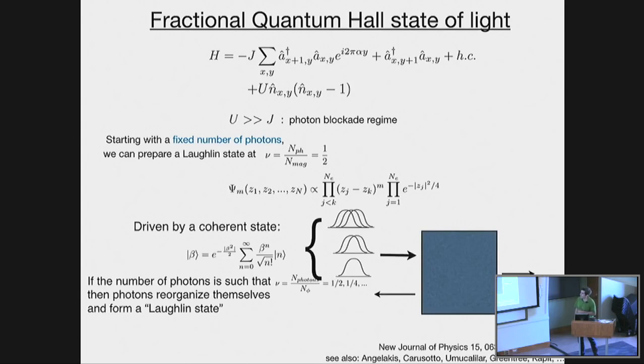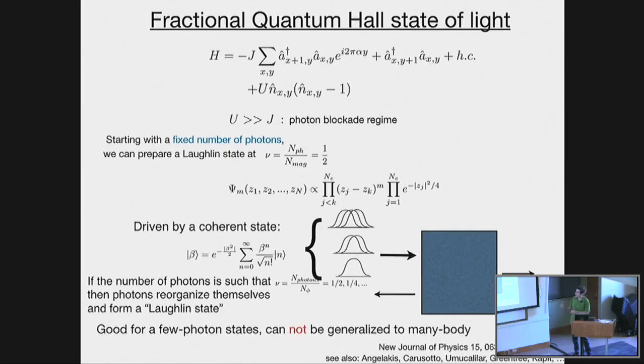But how do we prepare it? The usual way that we prepare an optical system is that we pump it by a coherent state. And the coherent state is composed of a Poisson distribution of photon numbers. 1 photon number, 2 photon number, according to the Poisson distribution. So you can hope that in some photon number manifold, you get your interesting filling factor. But then it is convoluted by the zoo of other filling factors.